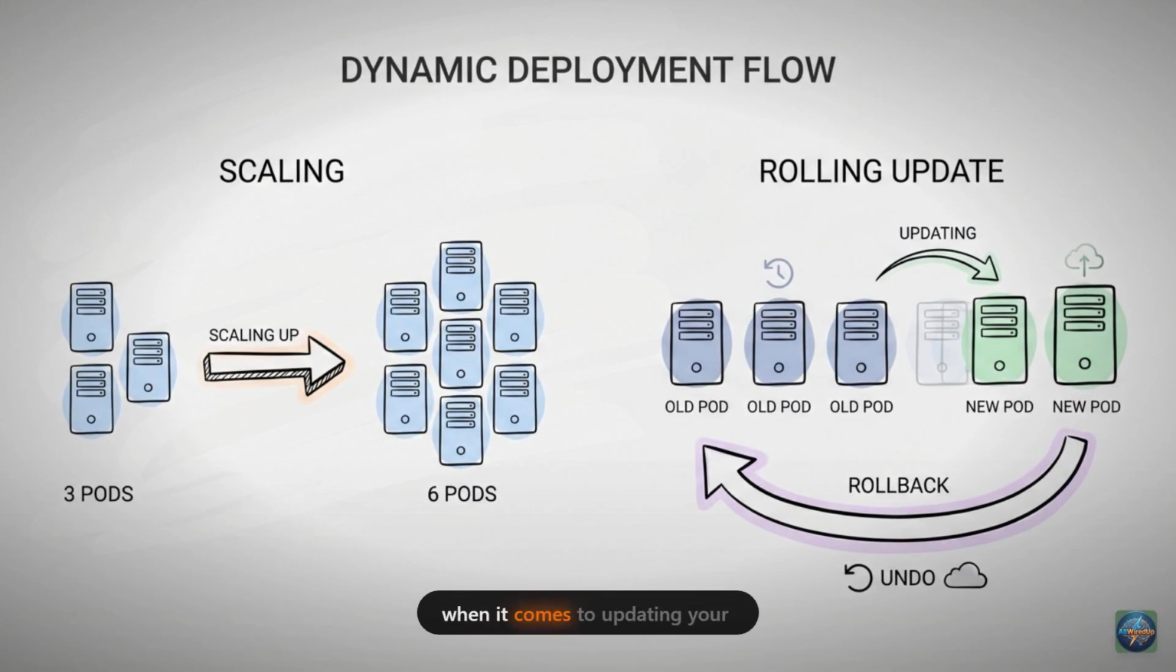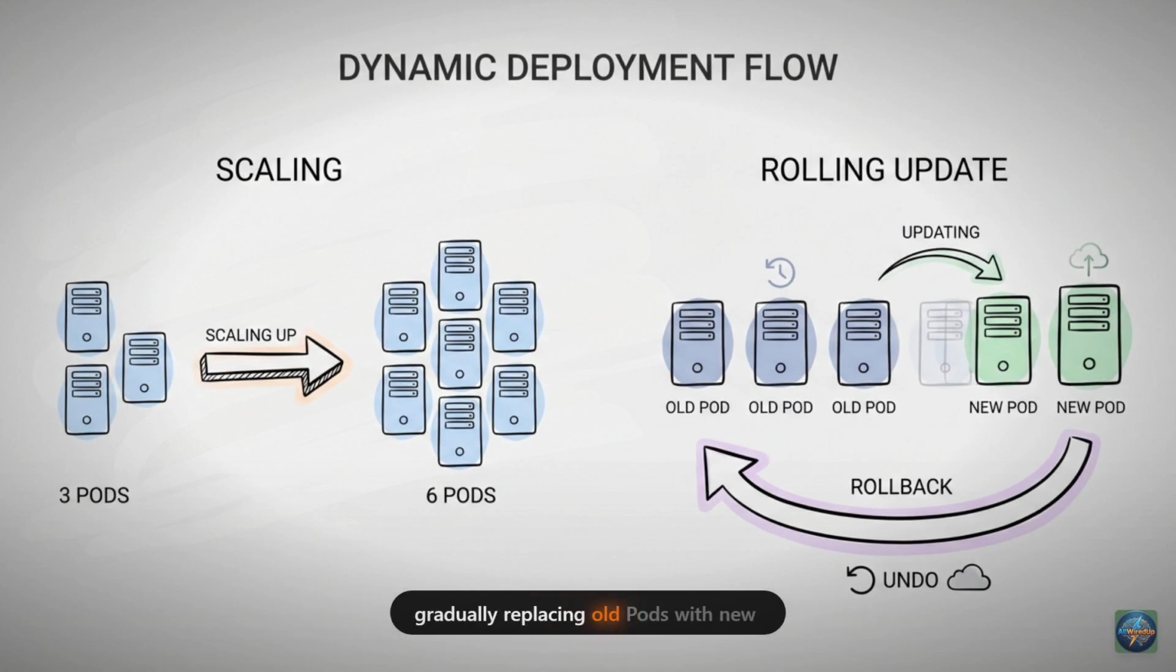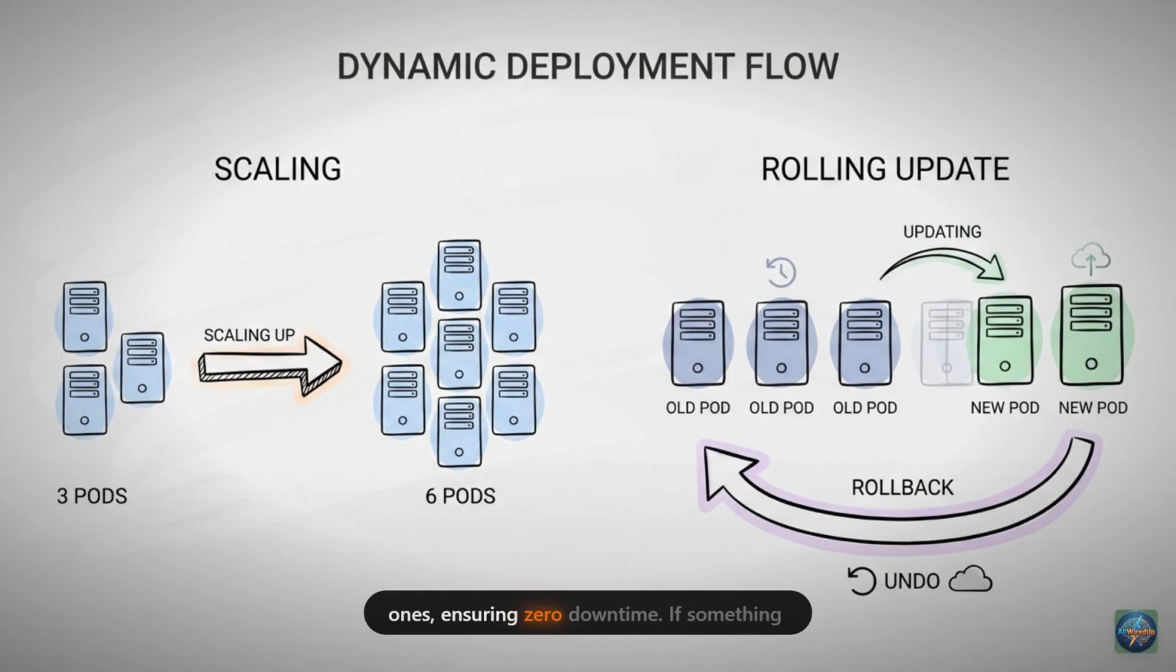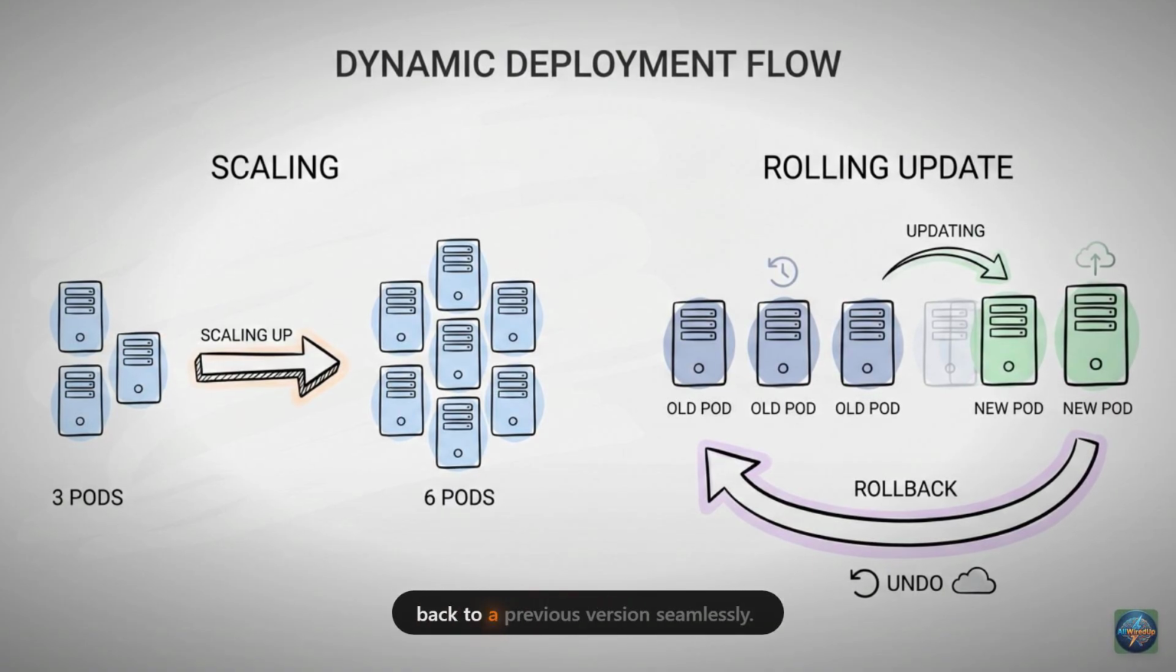And when it comes to updating your application, deployments handle rolling updates, gradually replacing old pods with new ones, ensuring zero downtime. If something goes wrong, it can even roll back to a previous version seamlessly.